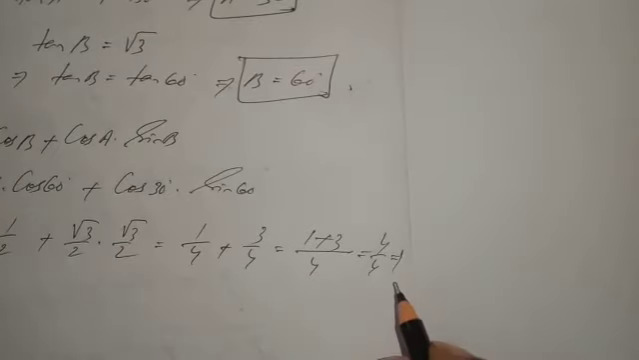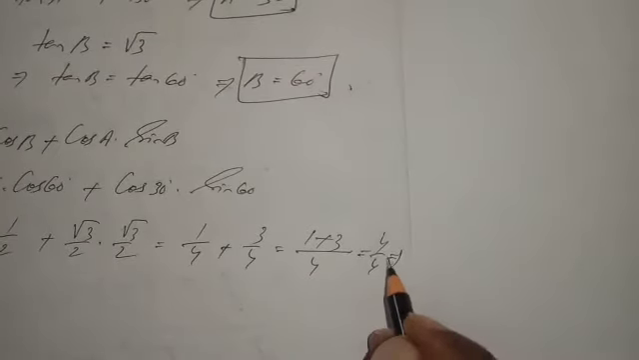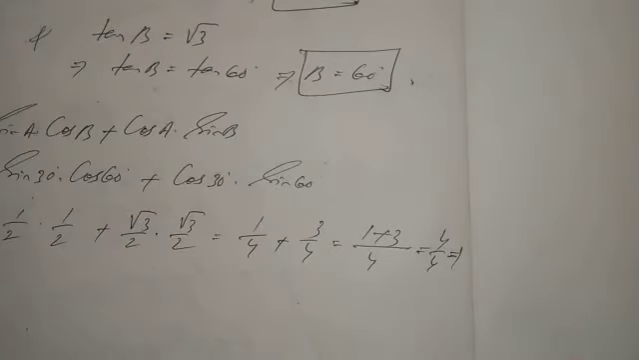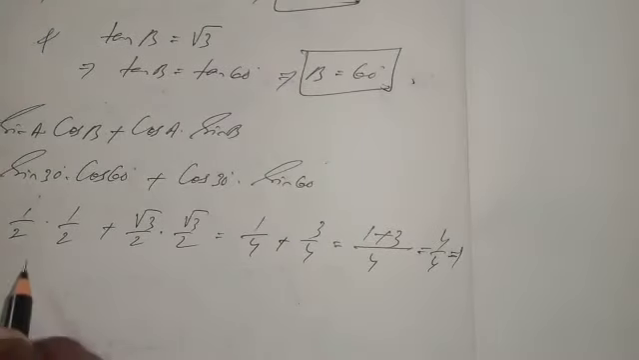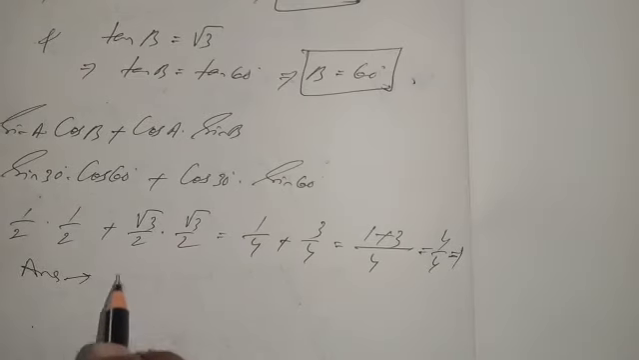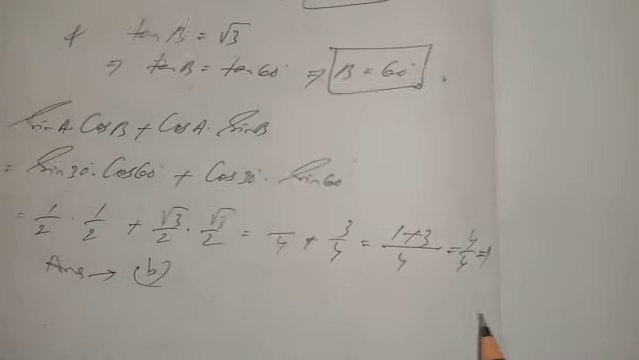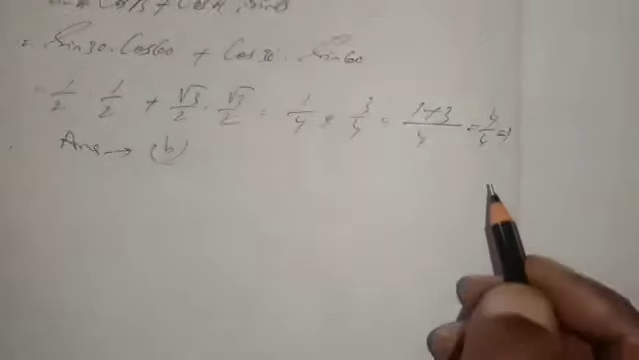So what is the answer? Answer coming 1. So which is the correct option? There are 4 options given. The answer is B part. Okay. Therefore the answer is that B option. Okay. Let us go next, number 2.